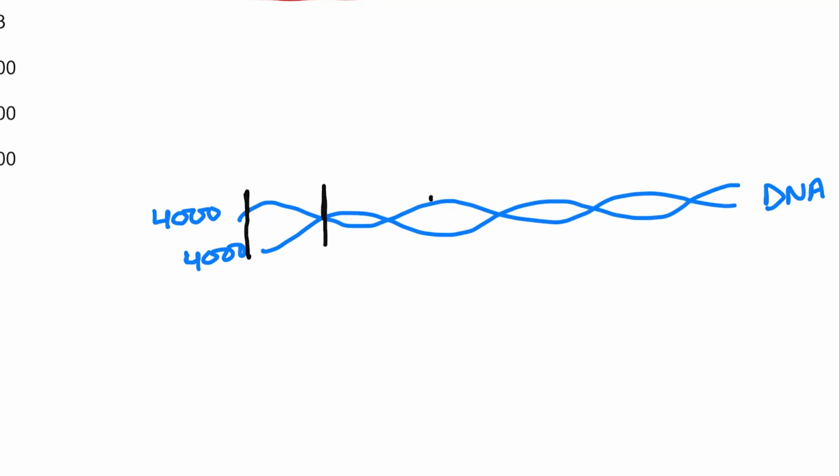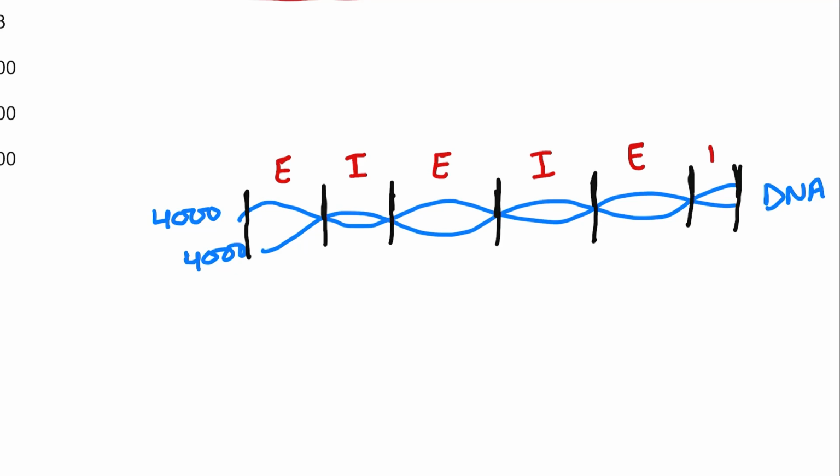Introns are non-coding regions and exons are coding regions. So they have mentioned that there are introns between the exons. For example, this is exon. So this segment is intron, and then this one is exon. Then this segment is intron, and this segment is exon, and this one is intron.